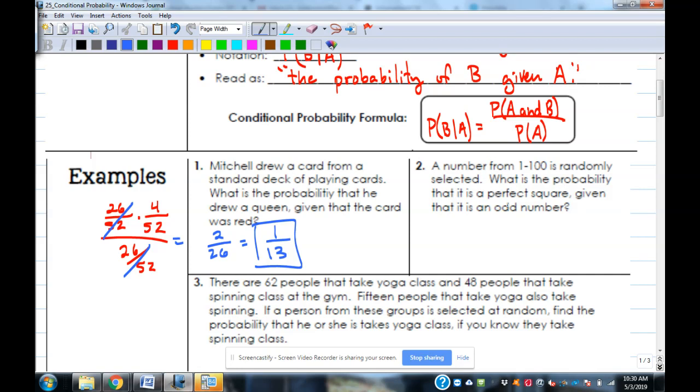Probability that it's a perfect square given that it's an odd number. Okay, wait, we're not doing, okay. Let's look at technology.